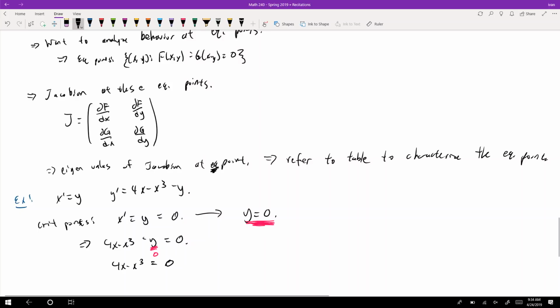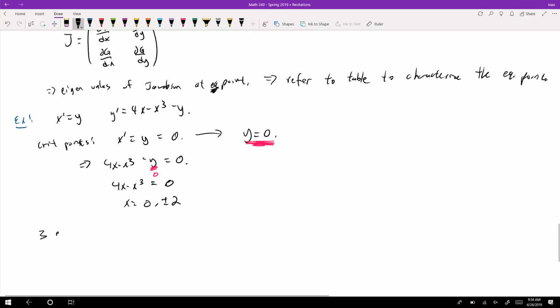Then you can factor this to find your x's, and you'll see that x is equal to 0 and plus or minus 2. Which means I have 3 equilibrium points, or critical points, or whatever you want to call them: negative 2, 0; 0, 0; and 2, 0.